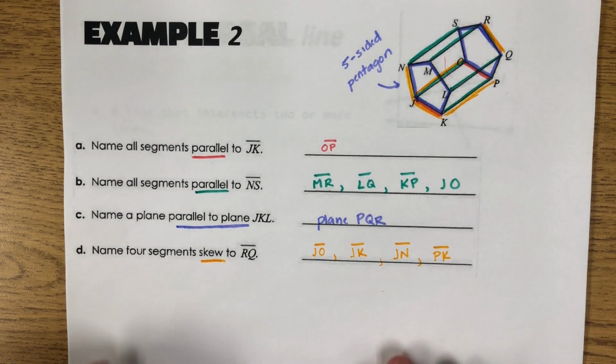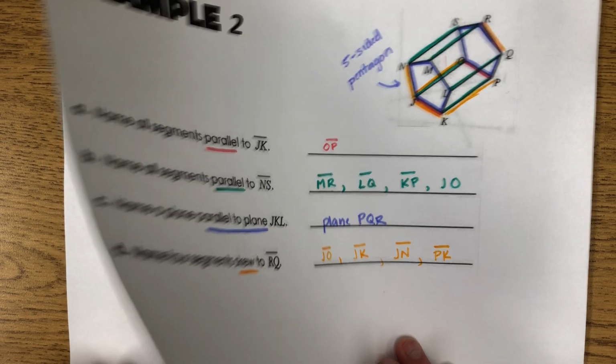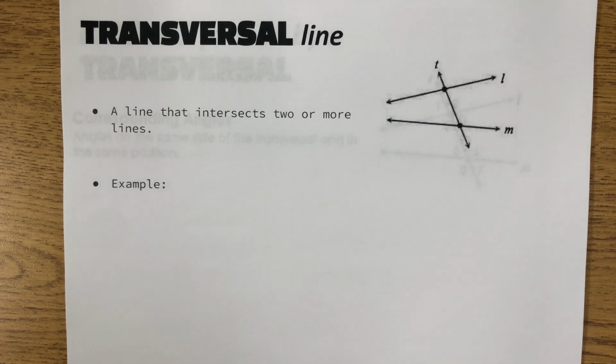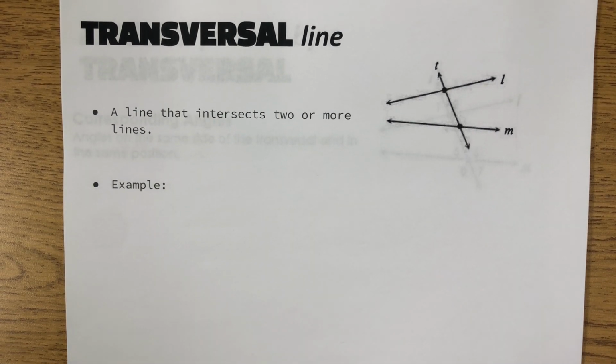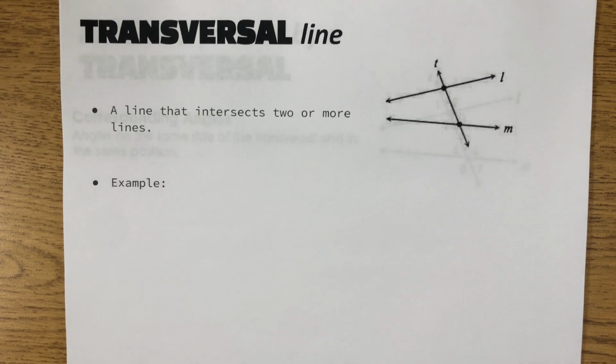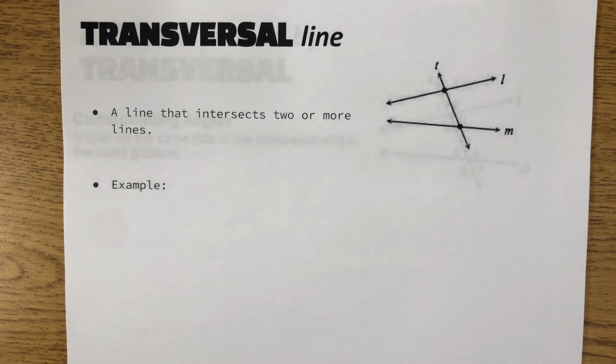Okay, so that finishes up example 2. Now let's talk about a transversal. A transversal, we've seen this before. We've seen it in the 8th grade. So it's not new, but we're going to expand on our knowledge of a transversal. So if we look at a transversal, we notice that this transversal cuts in between two other lines. So it's a line that intersects two or more lines.